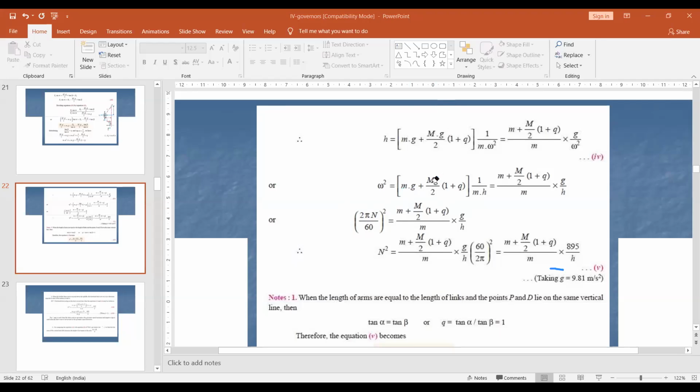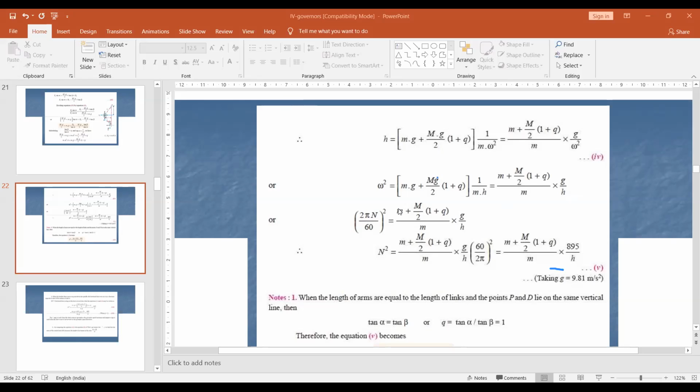Now we can write the equation. Let us take this as equation number 4. Omega square equals (small m plus capital M by 2 into 1 plus q) into 1 by mh, which is (small m plus capital M by 2 into 1 plus q) by small m into g by h.